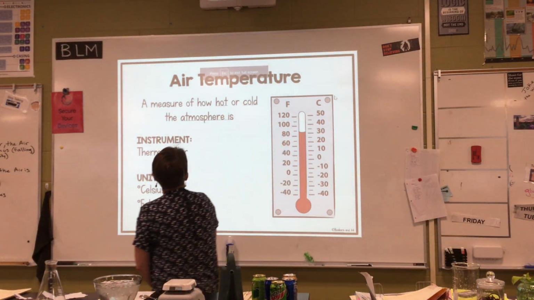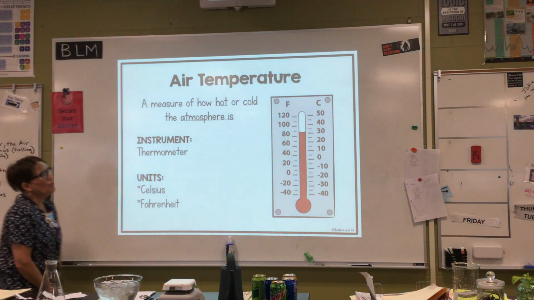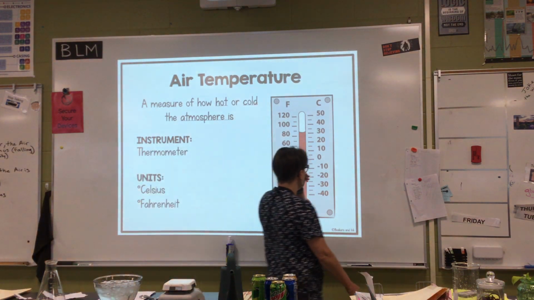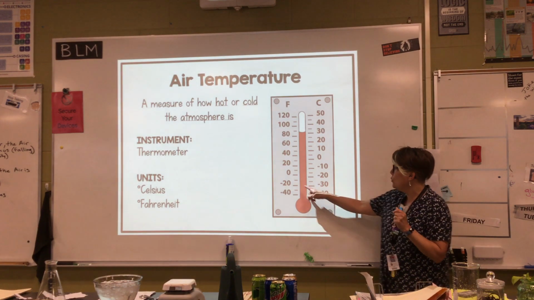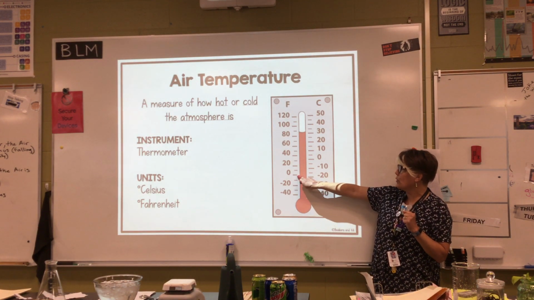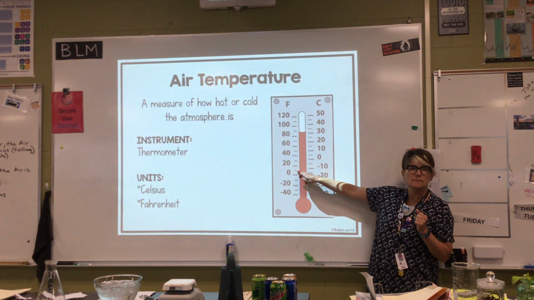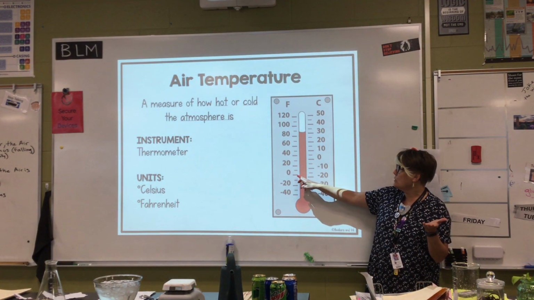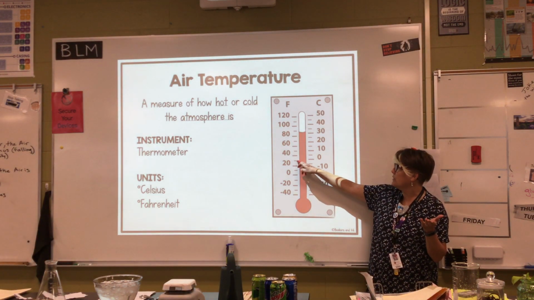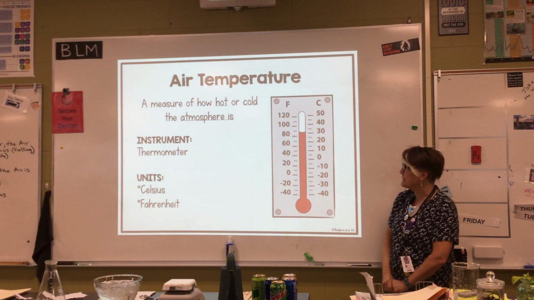Air temperature is a measure of how hot or cold the atmosphere is. With this thermometer, it's important to be able to read a thermometer and to know the gradations of them, the degrees. So if this is zero, this long line, and this long line is 20, what does that mean this short line in between is? 10. So this one goes up by 10: 0, 10, 20, 30, 40, 50. It's important first to establish what that is.